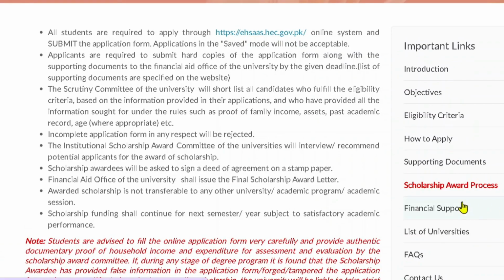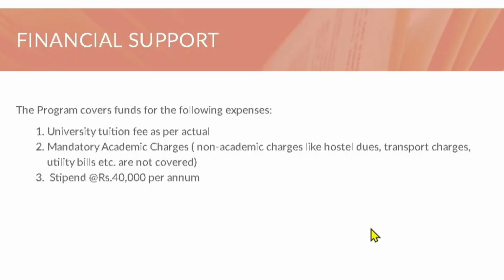And if you talk about the financial support, the program covers your university tuition fee as per actual mandatory academic charges. It will not include your hostel dues, transport charges, utility bills, etc. And you will get a stipend of 40,000 per year. Okay.